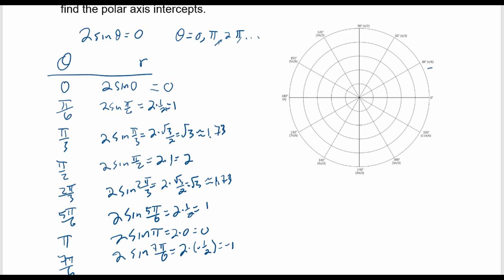So we will start at 0 here, and then at pi over 6, which is this line, we're out to 1. And then at pi over 3, which is this line, we're at 1.73, so right about there. Then at pi over 2, we're at 2, then 1.73, and then 1, then 0. And then for this line, 7 pi over 6, we're to negative 1, so we're back up there. So it is going over itself.